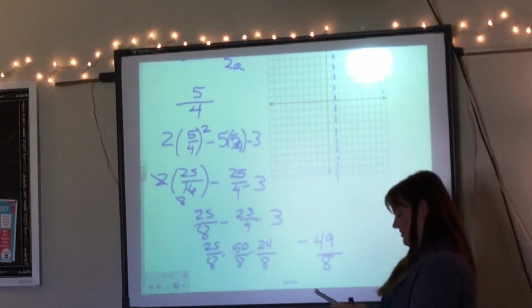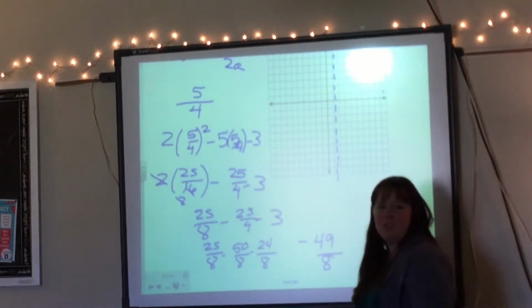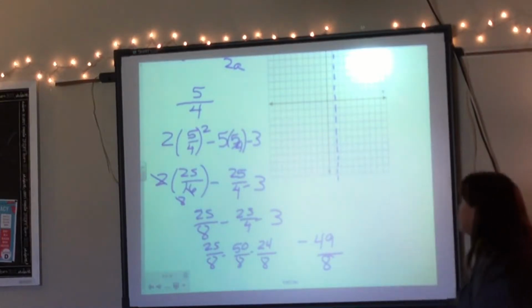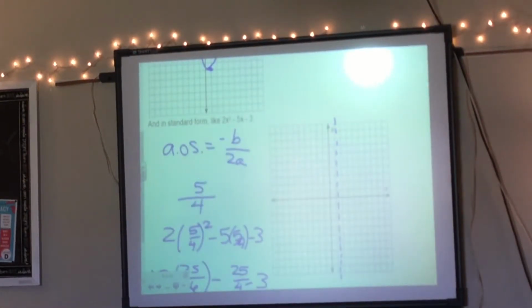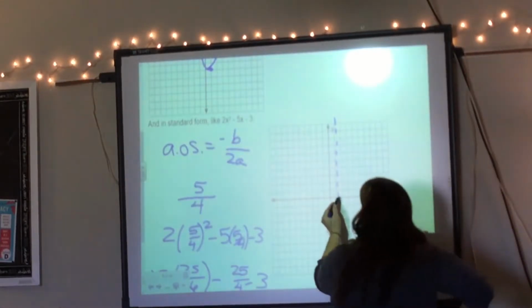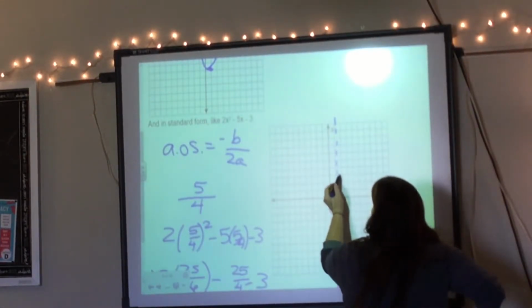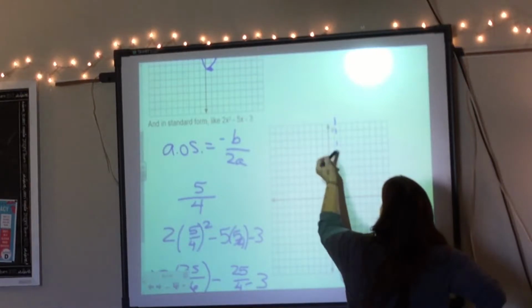It looks scary because it's 25 and 3. So it's a little over 6. Our vertex is at 5/4 and then a little over 6. 1, 2, 3, 4, 5, 6. So 6 and an 8th. So it's somewhere here.